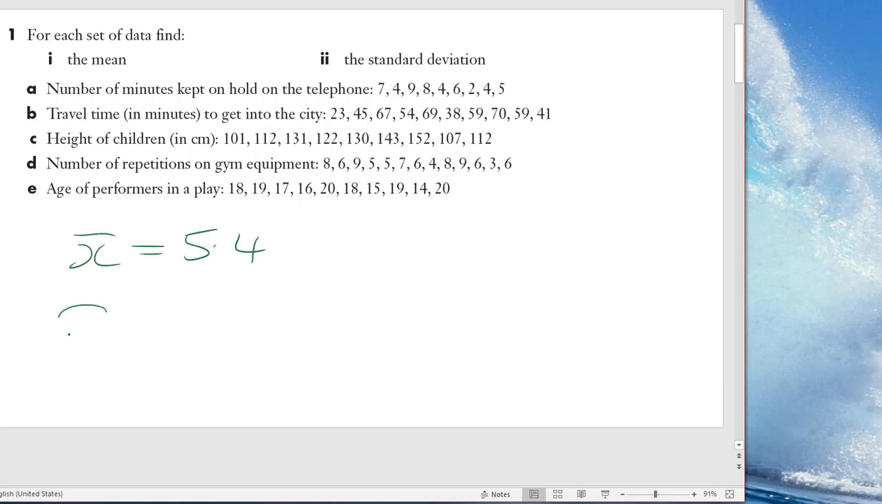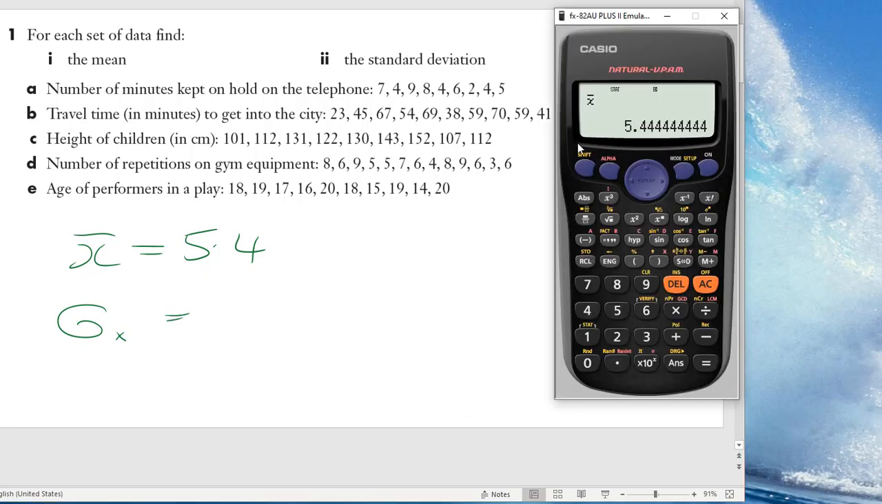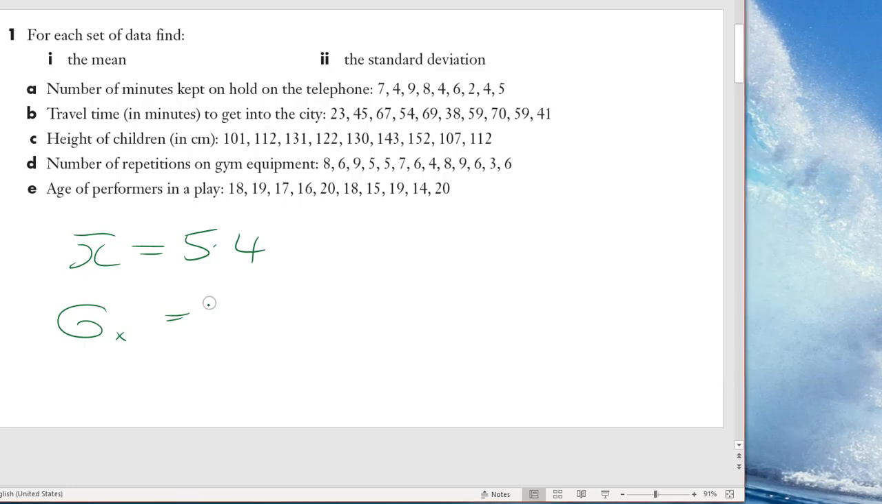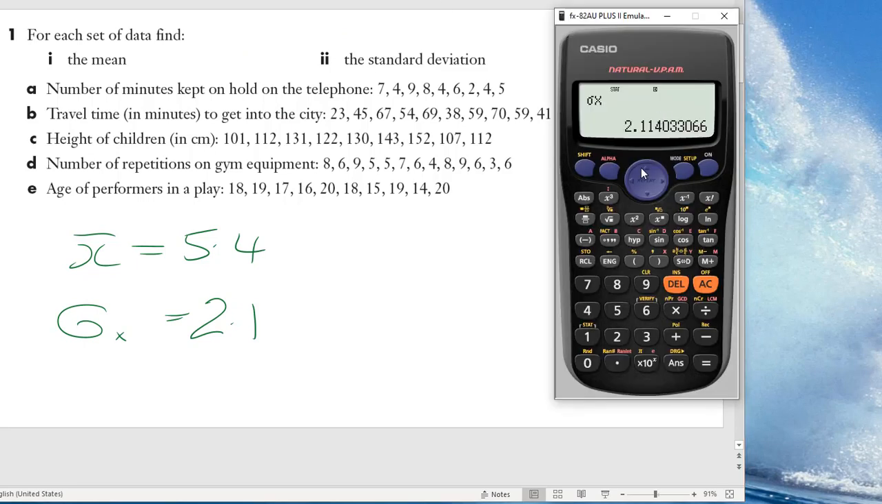For the standard deviation, that's going to be Shift 1, 4, 3. And we get 2.1. Okay, so you need to practice that so that it is automatic. That should take you 2 seconds really to get into your stats mode, enter your data and get those 2 bits of information.